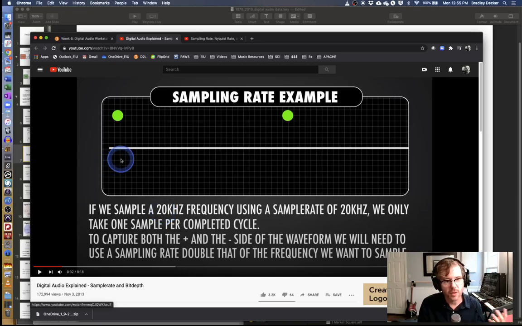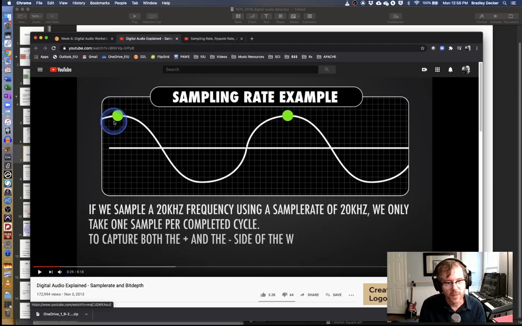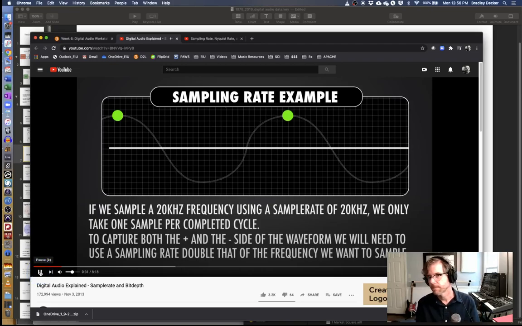If our sample rate is exactly the same as our 20 kilohertz tone, this is explaining that we get only two measurements of that waveform. So we need more than that in order to get a good idea of what this is actually sounding like. We have to increase the sample rate to get a proper picture of a 20 kilohertz sound. So our sample rates for most digital audio are much higher than 20 kilohertz. We only have one sample per completed cycle.